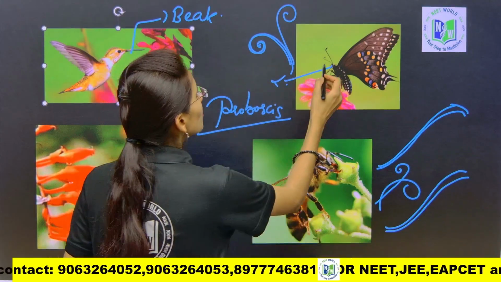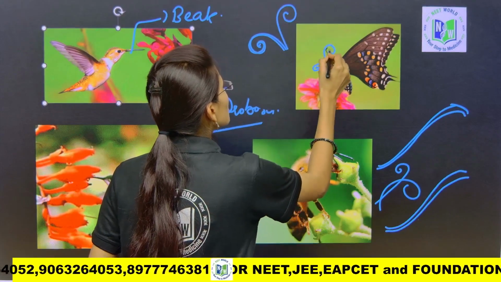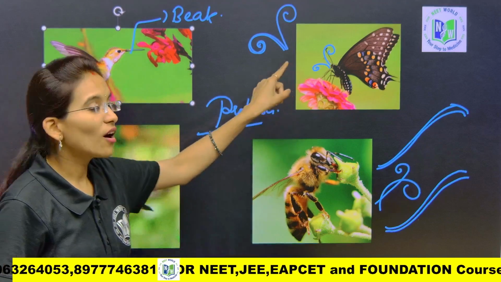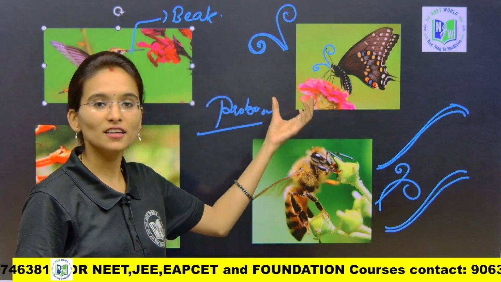So, the proboscis, you can see now here, yes. So, proboscis are the coiled feeding mouth parts which are present in the butterfly.